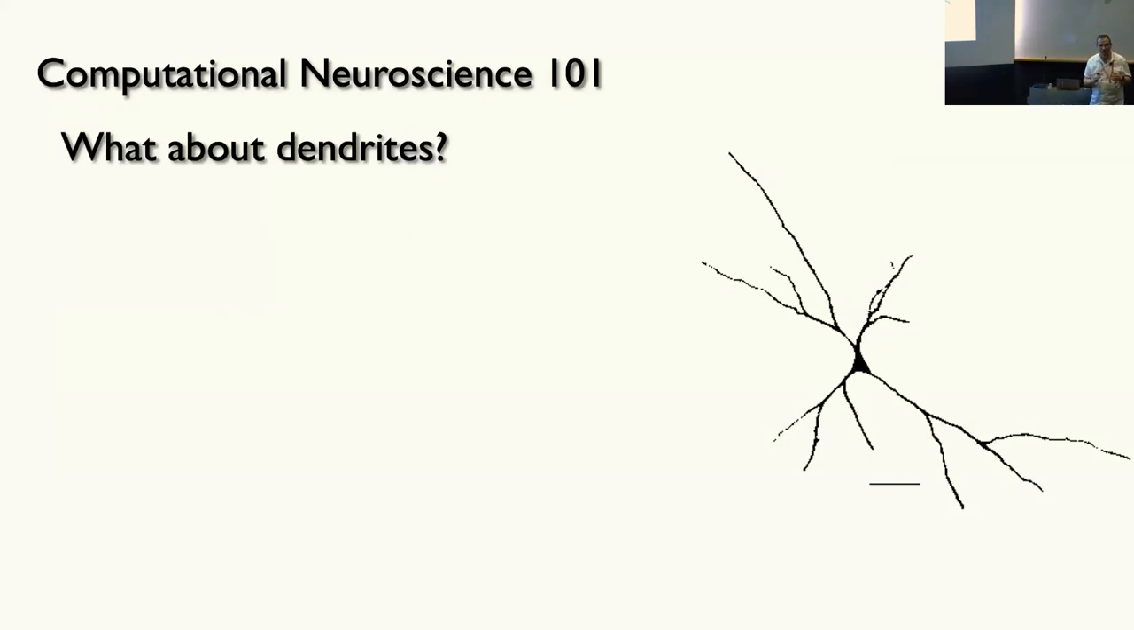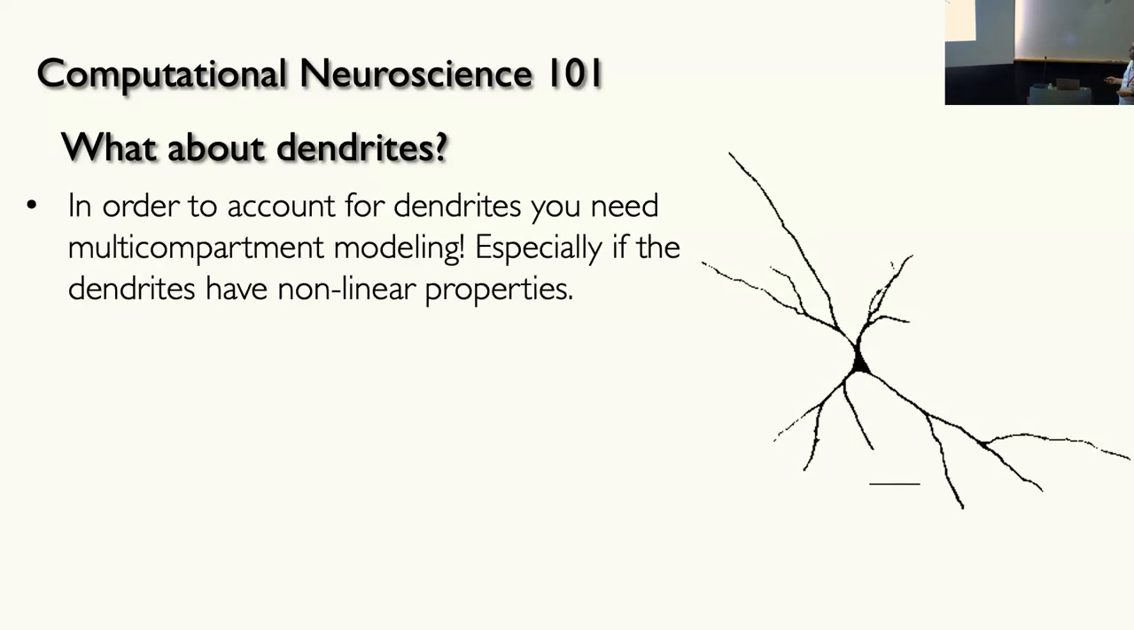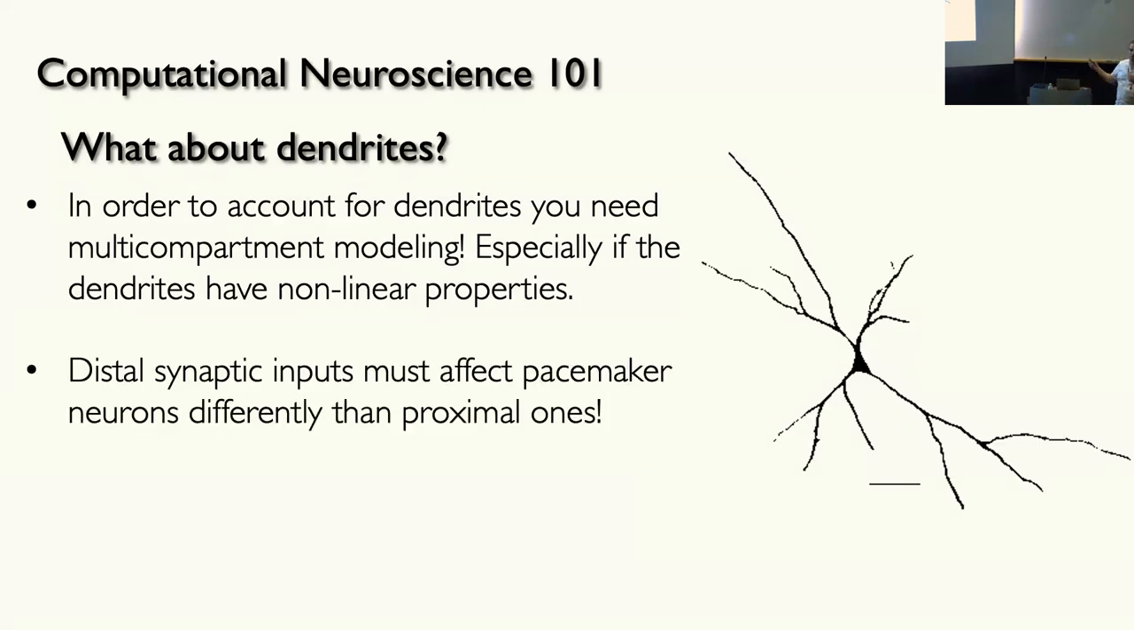If I have a few more minutes, because the title spoke about dendrites, I'll just say, okay, we come back to Computational Neuroscience 101, and then the brightest student in the class will say, okay, great, but what about dendrites? Neurons have dendrites, and to represent dendrites you have to have a multi-compartmental model, and inputs coming distally are going to be different from inputs coming proximally.